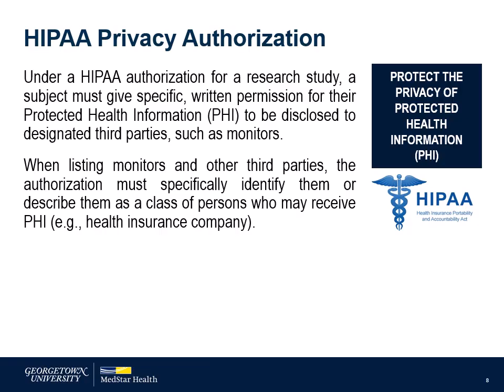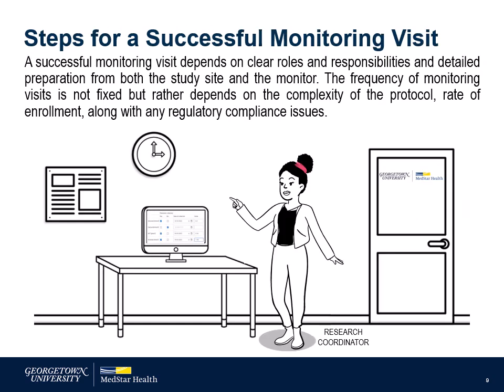As a reminder, under a HIPAA authorization for a research study, a subject must give specific written permission for the protected health information to be disclosed to designated third parties, such as monitors. When listing monitors and other parties, the authorization must specifically identify them or describe them as a class of persons who may receive PHI, such as a health insurance company.